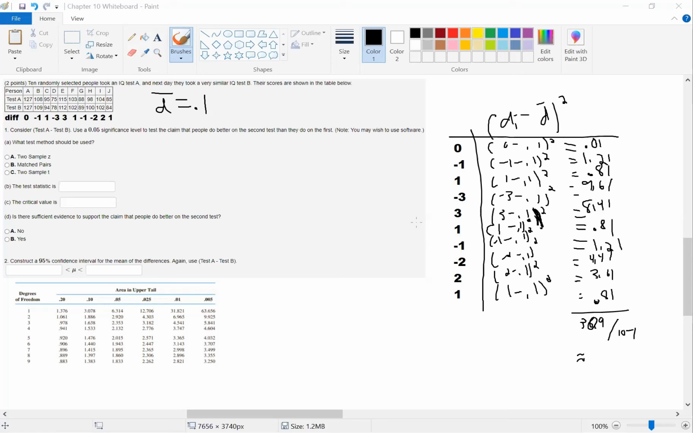Now we have a bunch of decimals. When you actually start doing the test, don't forget your decimals because of rounding. So that'll be 3.43 with the 3 repeating.